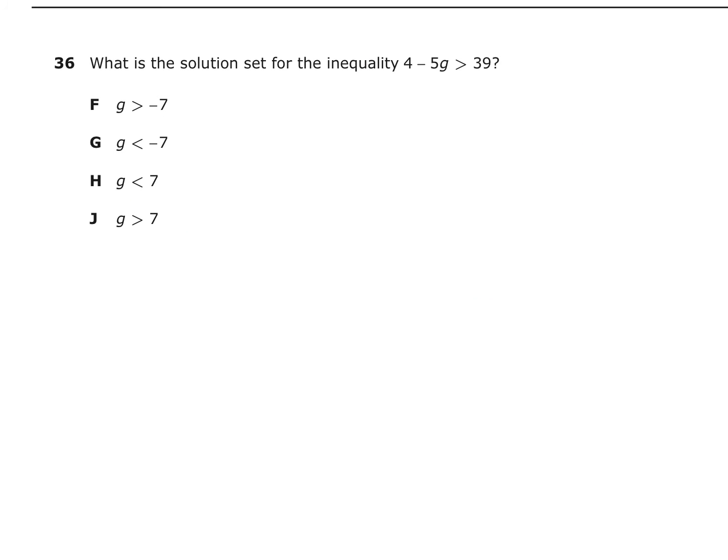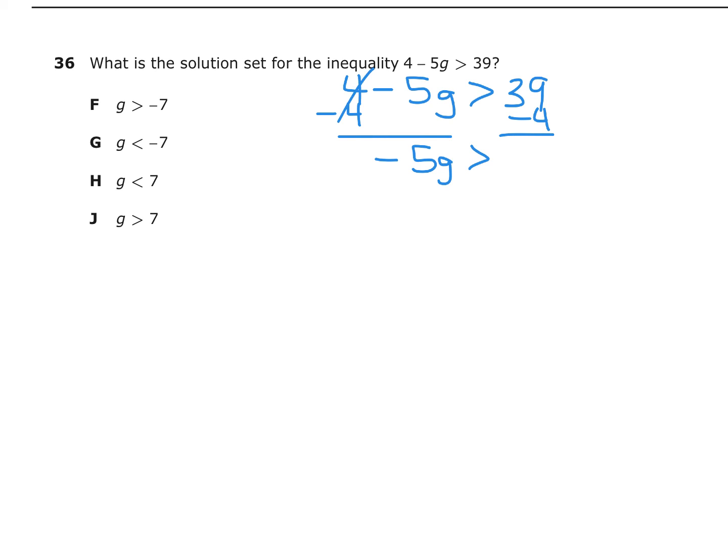Number 36 is an inequality, and it says, what is the solution set for the inequality 4 minus 5g greater than 39? Okay, so if you have 4 minus 5g greater than 39, we can subtract 4 on both sides, just like an equation. Inequalities are very similar. So now you have a negative 5g, or minus 5g, is greater than 39 minus 4, which is 35. So then what do we do? We have to divide by negative 5 on both sides.